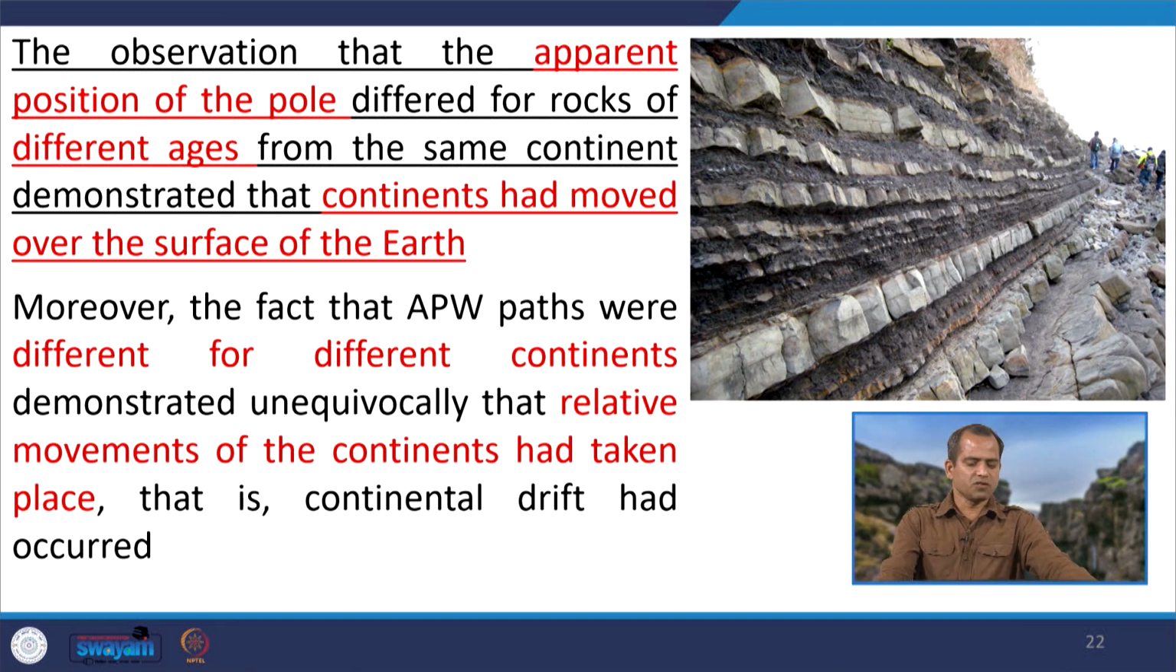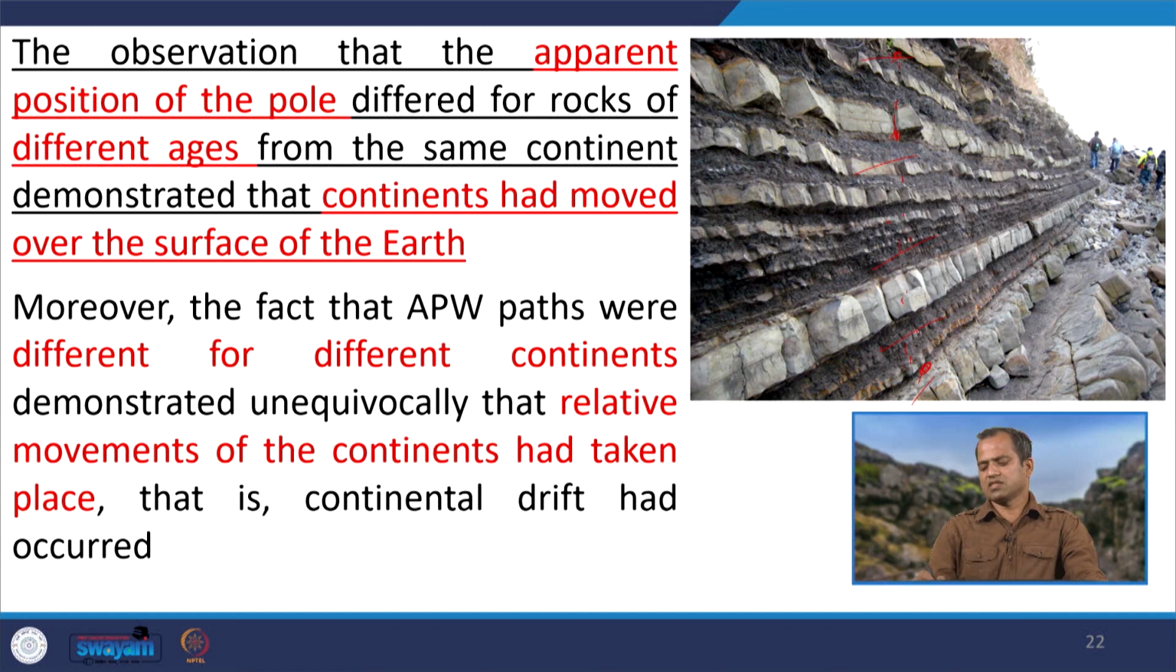And the observation that the apparent position of the pole, from rocks of different ages from the same continent, demonstrates that the continents have moved over the surface of the Earth. Now, imagine we have a stratigraphic succession and we are taking a sample from here, a sample from here, and a sample from here. So, in the stratigraphic column at different intervals we are collecting samples, and through magnetic cleaning we are getting some result, that means some latitude, longitude.